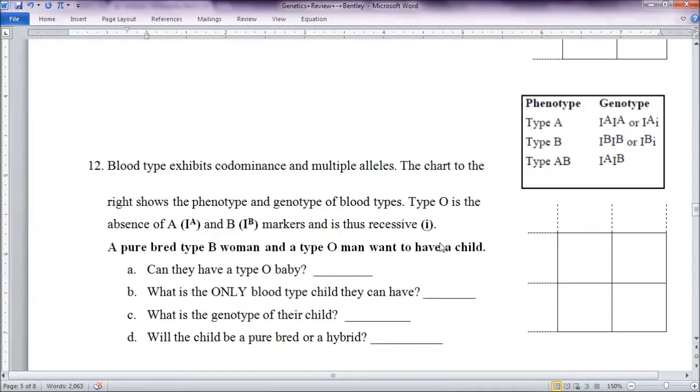Okay, so let's go through this. A purebred type B woman. So that means she will have 2 of the same traits. Well, if the trait is B, she has 2 Bs.